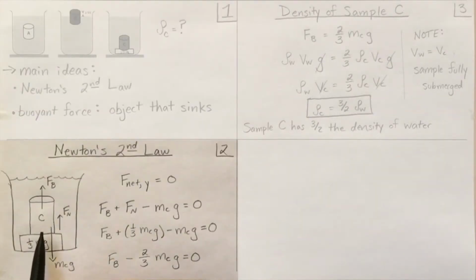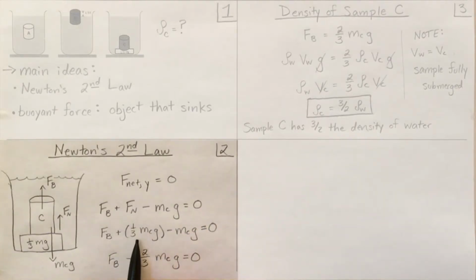Three forces are acting on sample C, and they are gravity, the buoyant force, and also the normal force because sample C is in contact with the scale. Sample C is not moving, so we can write Newton's second law for sample C as the buoyant force plus the normal force minus gravity equals 0.